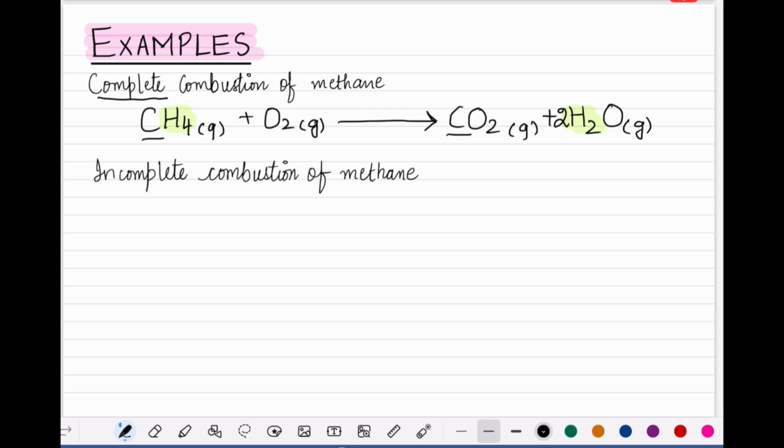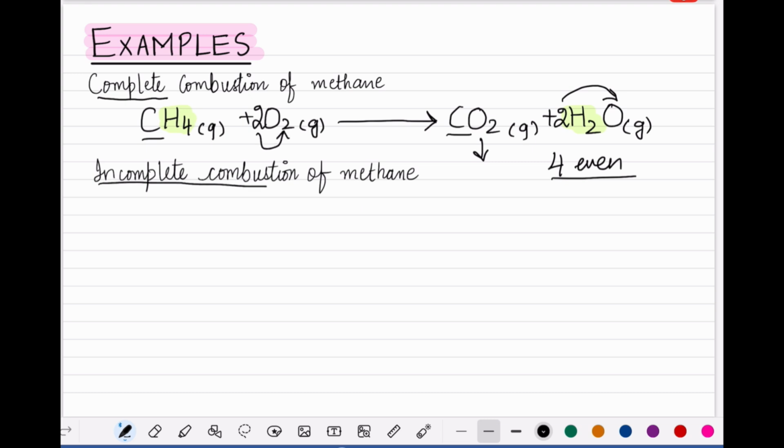Next is oxygen. To balance the oxygen atoms, look for the number of oxygen atoms on the product side. Now, there are total 4 oxygen atoms on the product side, 2 from the carbon dioxide and 2 from the water molecules. So, 4 is an even number. We will write half of it on the reactant side with the oxygen molecule in order to balance it. Now, on the reactant side, there are 4 oxygen atoms when we multiply 2 with the 2.